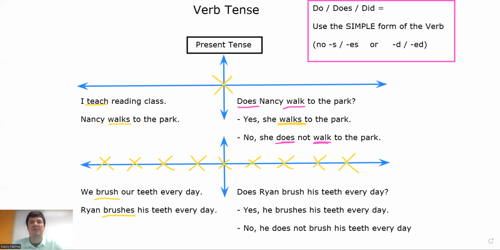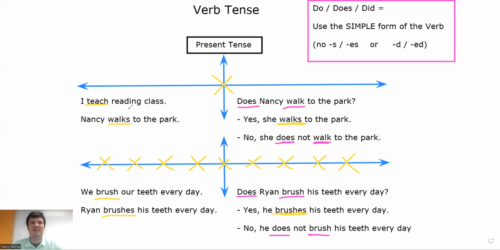Now again, when we use the helping verb, do, does, did, we use the simple form of the verb, no s or es. So with the question, does Ryan brush his teeth every day? We do not add es. Now, when we do not have the helping verb, yes, he brushes his teeth every day, we need to add the es. Or if we answer no, he does not brush his teeth every day, again, we're not adding es.